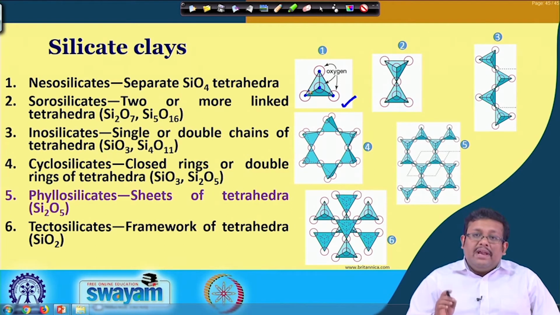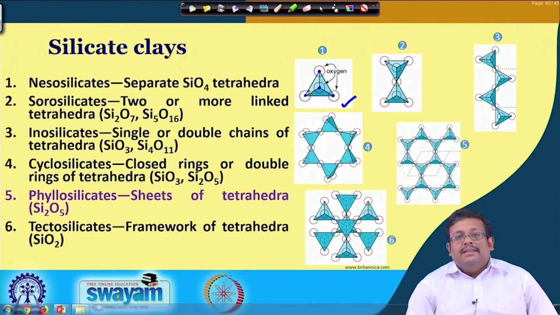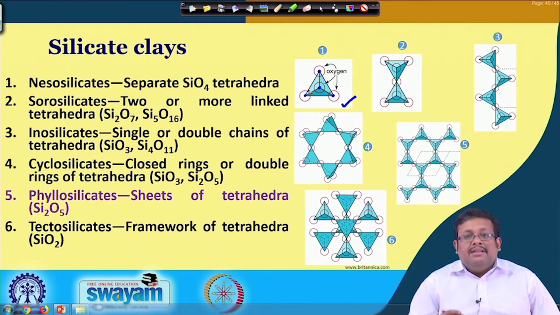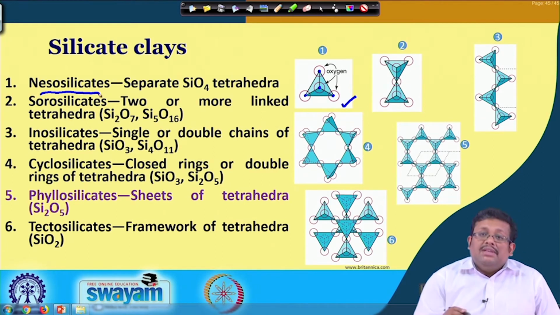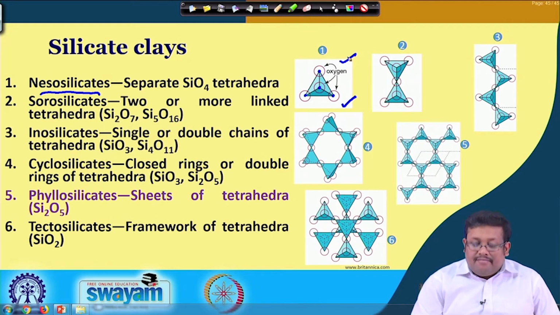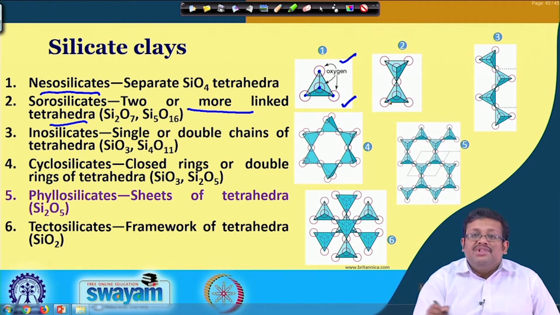Now when a silica tetrahedral structure appears in nature as a separate entity, in that case we will call them nesosilicate. So nesosilicate are basically composed of only one silica tetrahedra. The second category is called sorosilicates. Now sorosilicates are basically 2 or more linked tetrahedra, and these tetrahedra are joined by sharing their apical oxygen, as you can see here.